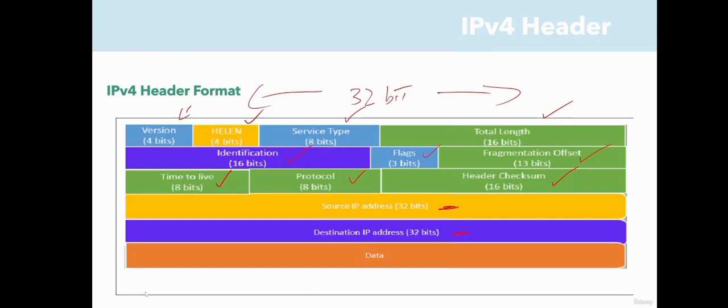Now, if you were sending information from one device within your local network to another device within your local network, both the source address and the destination address will be private. However, if you're sending via the internet, you're sending it publicly, then both your source and your destination addresses will be public. And then the last part of the header is obviously your data that you're sending.